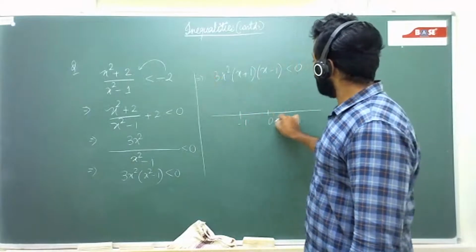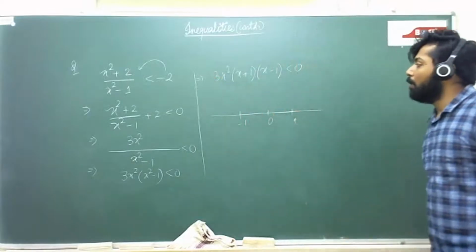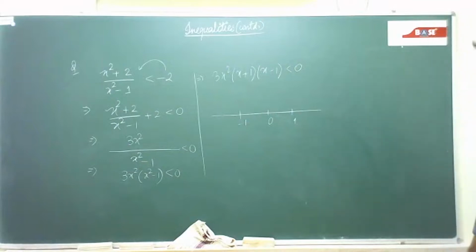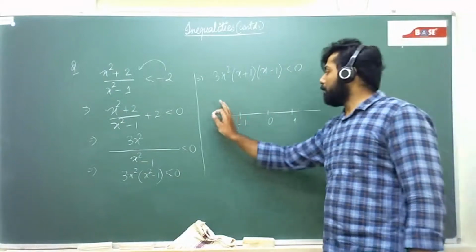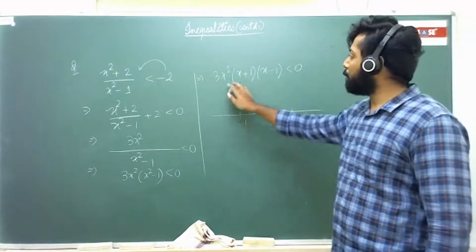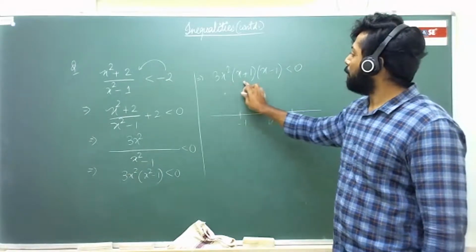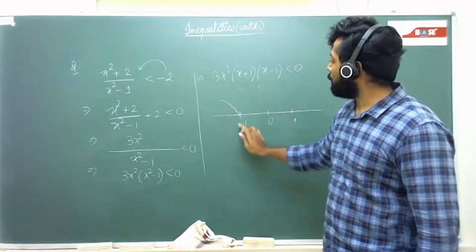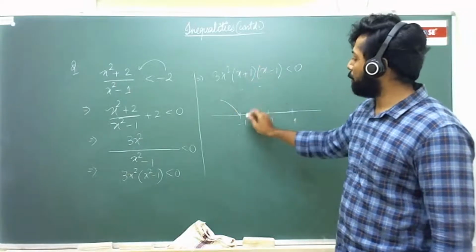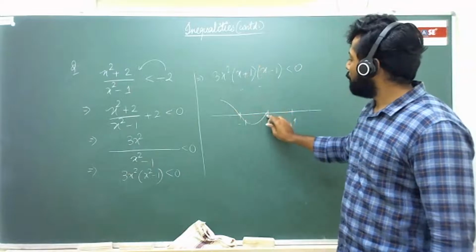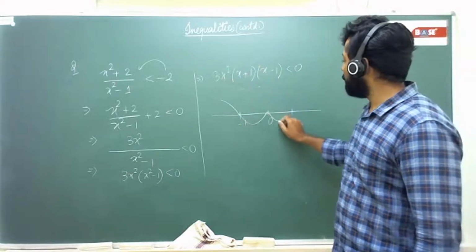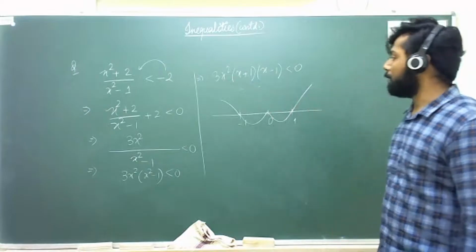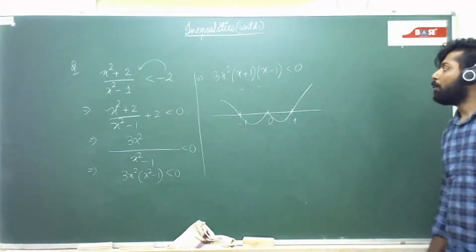Now if you do the wavy curve, we have minus 1, 0 and 1. Let's take a value at the extreme of minus 1, let's say minus 2. If we put minus 2, that will give us positive, negative, negative. So ultimately, it is positive. At minus 1, we have odd exponent, so it will go opposite. 0 means this one, even exponent, so same direction. And finally this. This was the wavy curve now.